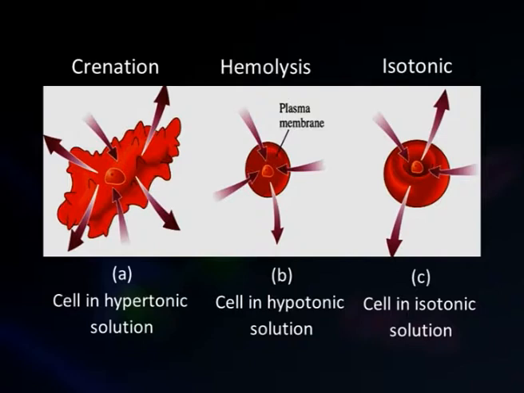In this figure, you can see in the first case the cell is placed in hypertonic solution, because of which it shrinks. In the second case, the cell is placed in hypotonic solution, because of which water flows inside the cell and it swells. But in the third case, the cell is placed in isotonic solution and it neither shrinks nor swells. Here is an example for better understanding of osmotic pressure.